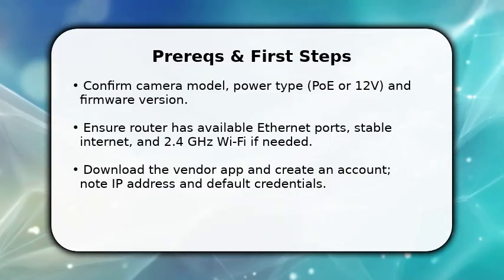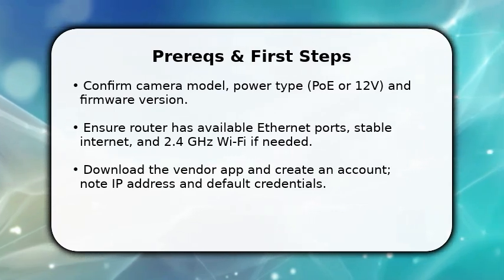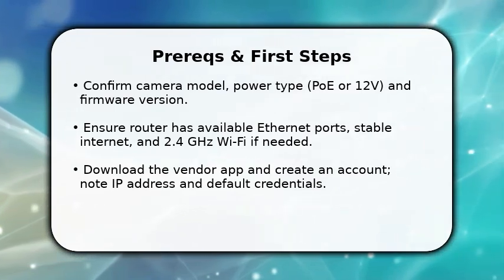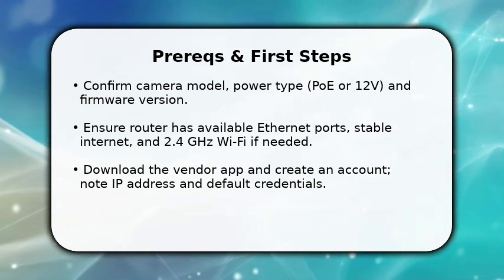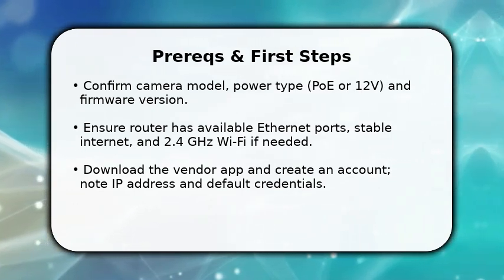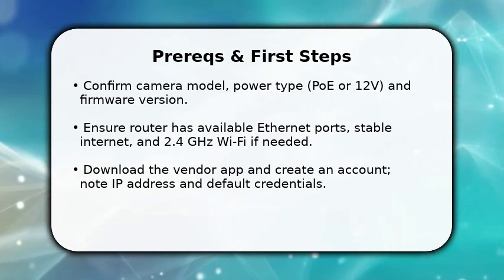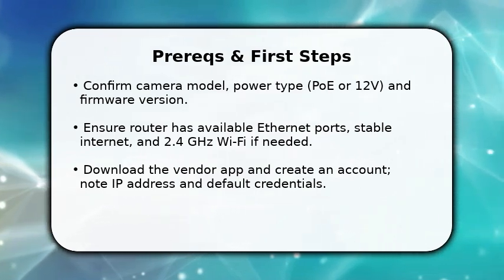You start by verifying prerequisites. Confirm the Vision's CCTV model, power method, and current firmware so you avoid incompatibilities. Once done, power the camera and connect it via Ethernet to your router or PoE switch to obtain an IP.